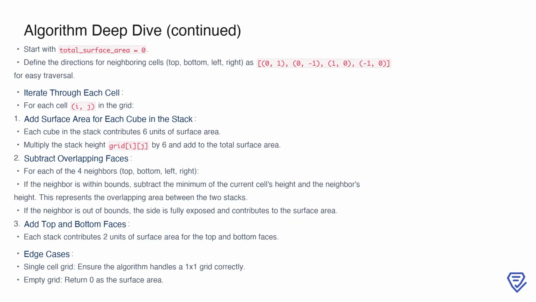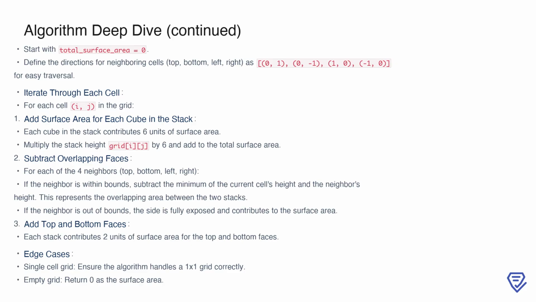We start by initializing a variable, total_surface_area, to 0. To simplify the traversal of neighboring cells, we define the directions for the top, bottom, left, and right neighbors as an array [0, 1, 0, -1, 1, 0, -1, 0]. This makes it easy to check adjacent cells without repetitive code. Next, we iterate through each cell (i, j) in the grid. For each cell, we calculate the surface area contributed by its stack of cubes.